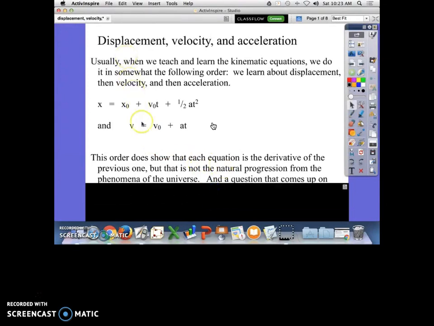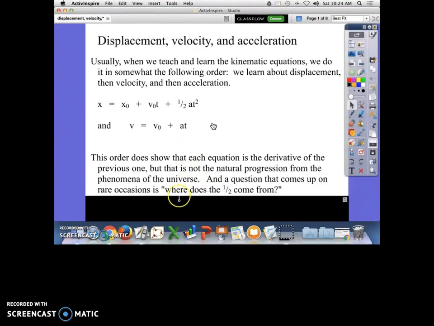But this is not the natural progression of the universe. You may presume that you do, since you learn it this way, but you don't start with the position equation and then find velocity from that and then find acceleration. Not in the universe you don't. Now maybe in your physics class you do, but that's not the way that's actually done.